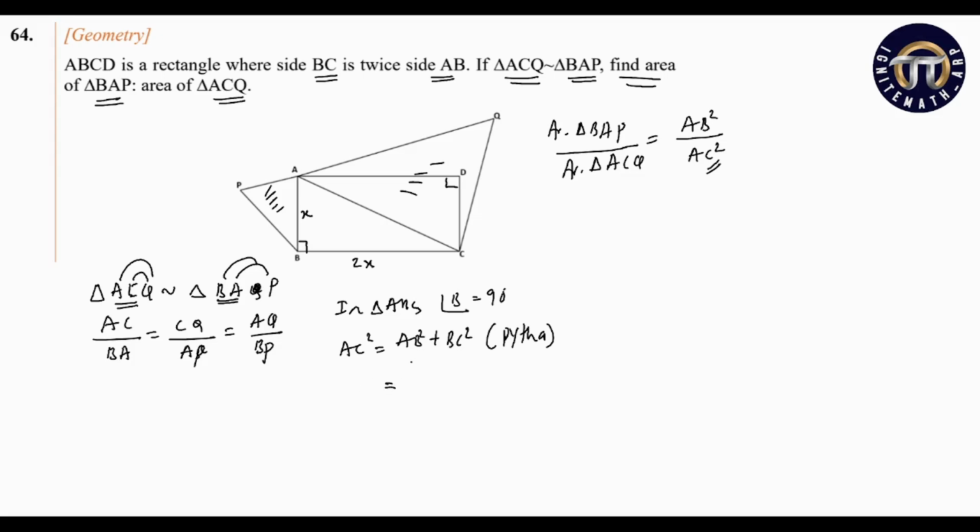So I can write AB square. AB square is what, children? x square plus BC square, that is 2x the whole square. So that is equal to x square plus 4x square I get.